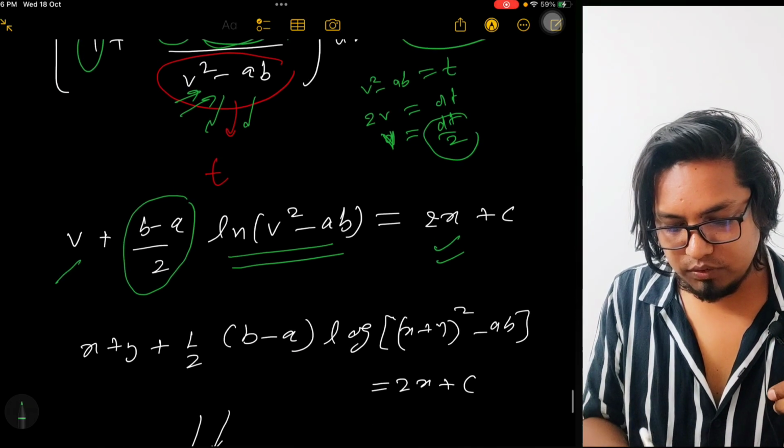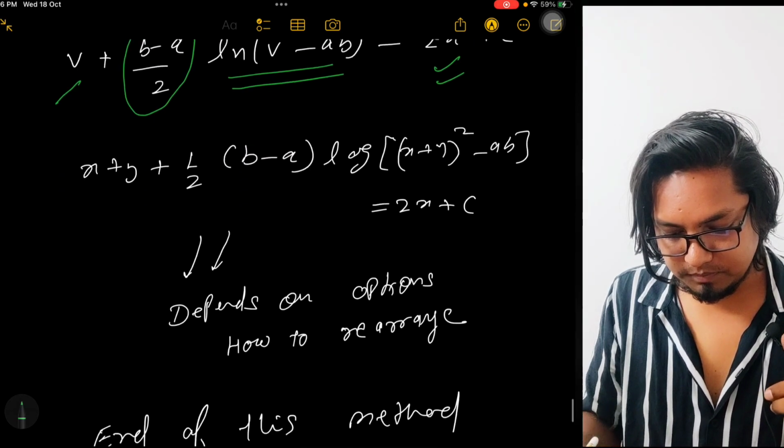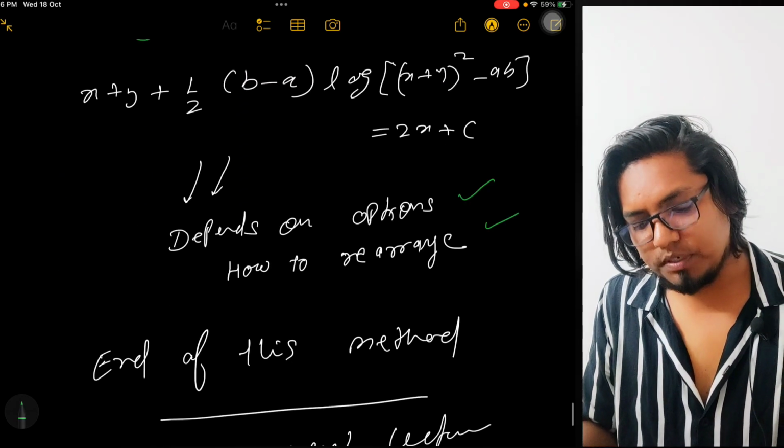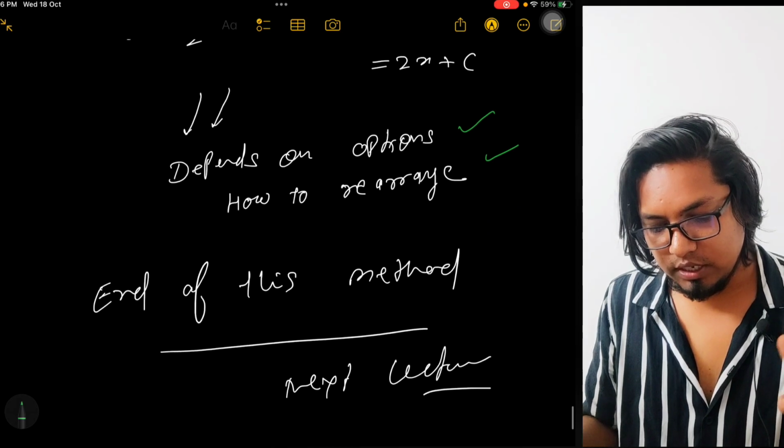Then that's all. Substitute the v values everywhere and shuffle. Depending on the options, arrange it as they are asking in the GATE exam. So that is the end of this method.